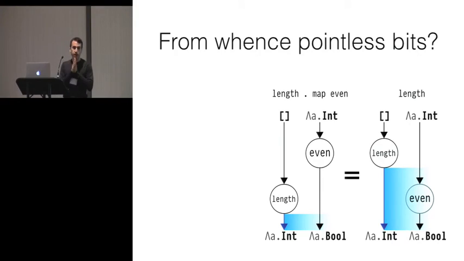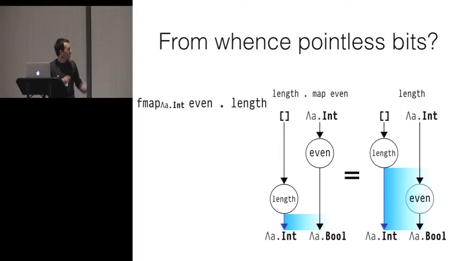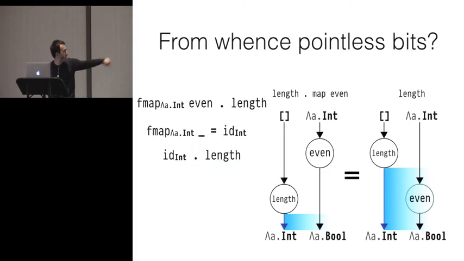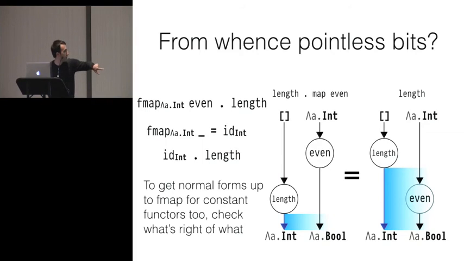And then we ask ourselves what's going on. We take this picture on the right and we rewrite it as a term, which we know will be semantically identical to length compose map even. And it's fmap at constant functor to int compose length, even, rather. Okay, fmap for constant functors just sends everything to id. It trivializes everything. So we know that term, represented by that string diagram, is just id compose length. That's just length, evidently.